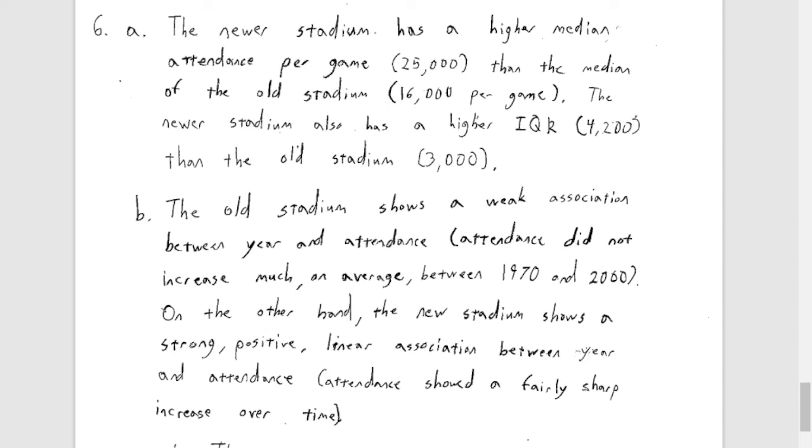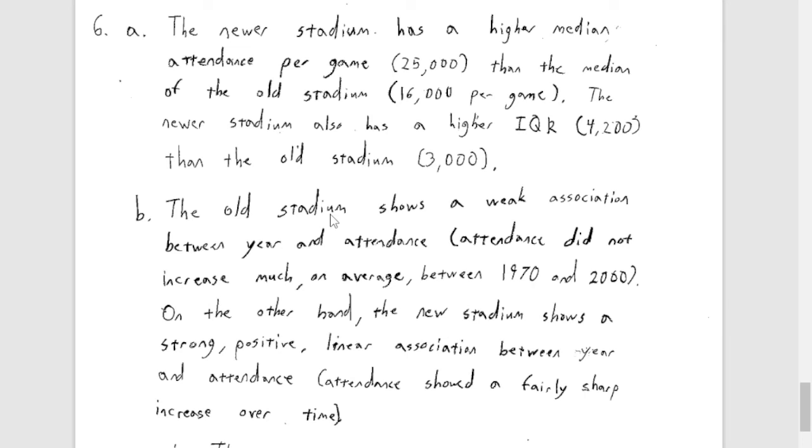The old stadium shows a weak association. There's a high amount of scattered points all over the place. It doesn't seem to go in a positive or negative direction. Attendance did not increase much on average. On the other hand, the new stadium shows a strong positive linear association, strength, direction, form. Strong positive linear association between the two variables. Fairly sharp increase over time. So that's our comparison. Much more positive association.